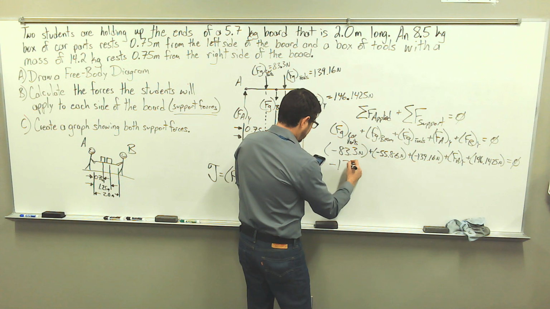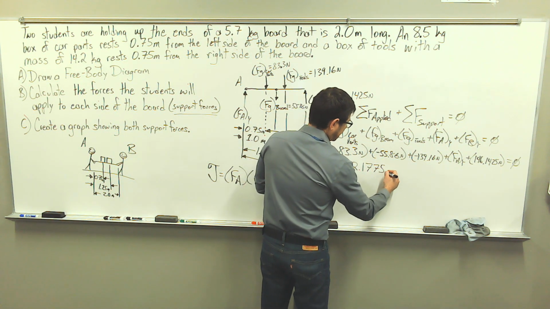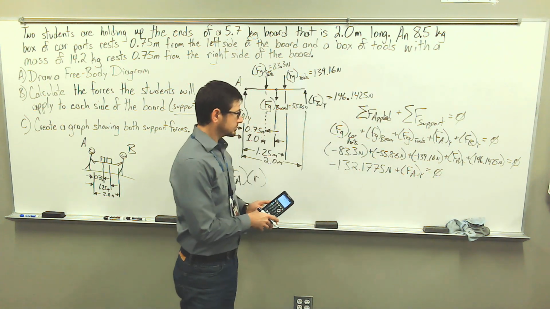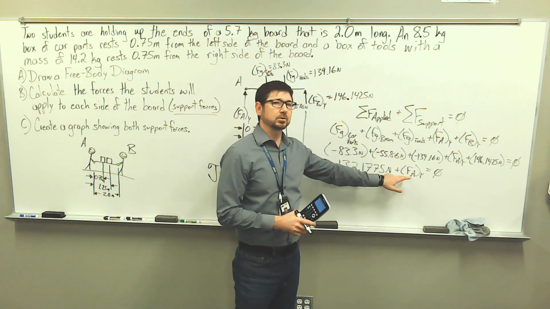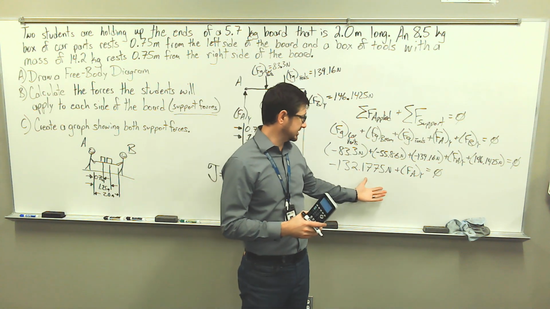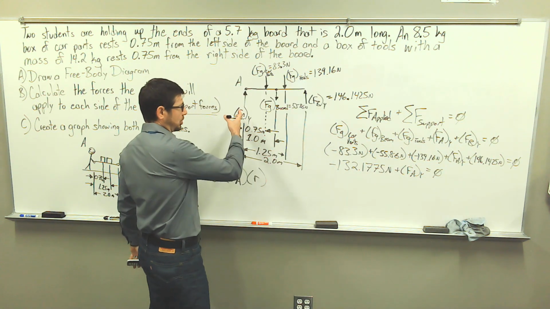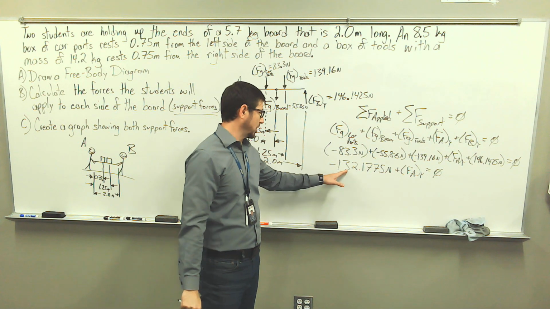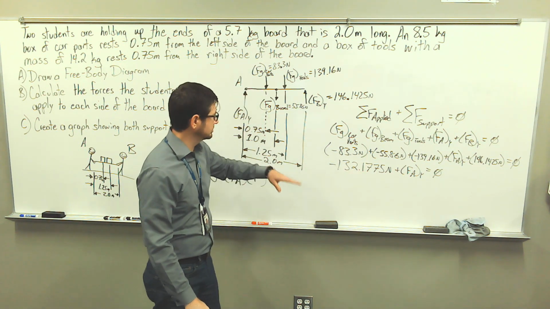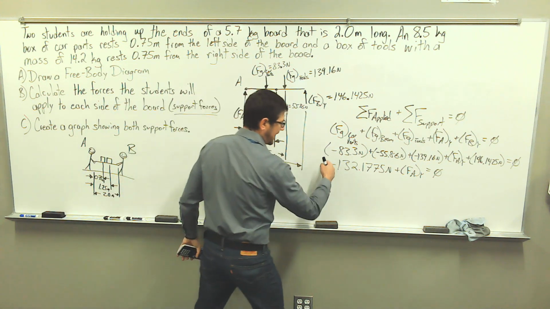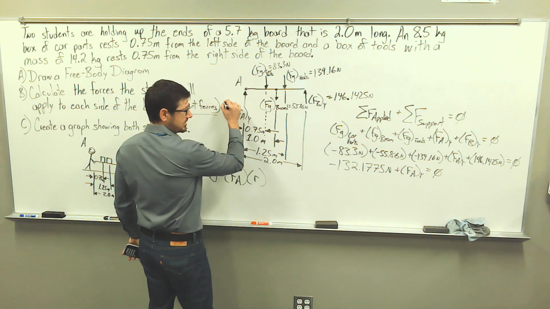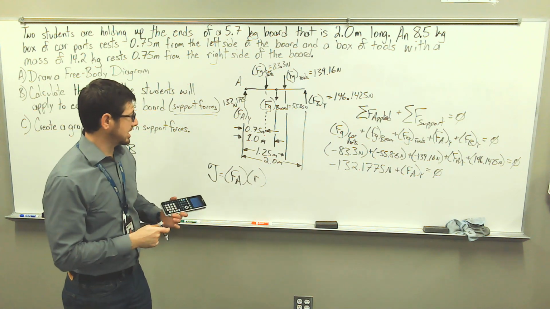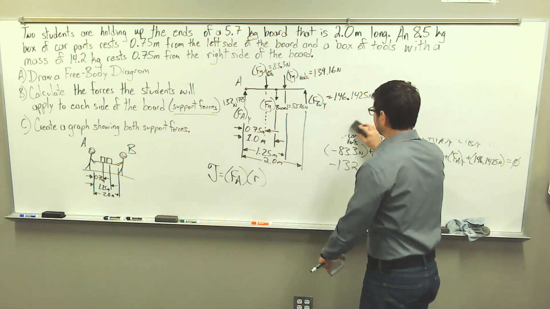I get negative 132.1775 newtons plus support force A is equal to 0. To isolate support force A, we're going to add 132.1775 newtons to both sides of the equal sign. I'm going to go ahead and label our diagram here. Student A is applying a force of 132.1775 newtons in a positive y direction. So we're adding this to both sides of the equal sign. I've got 132.1775, and I'll just put my unit of newtons right there. So we've taken care of part B.